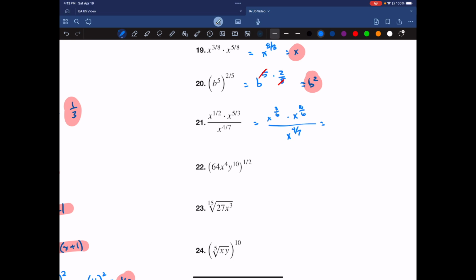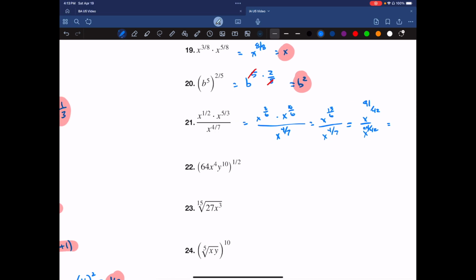Okay, so that's going to be x to the 13 over 6, over x to the 4 over 7. Now, I need to find a common denominator again. That's going to be 42. So x to the 42, 6 goes into 42, 7 times 13 is 91. 7 goes into 42, 6 times 4 is 24. And now subtract. Okay, so this is going to be 91 minus 24, which is 67. So this is going to be x to the 67 over 42.